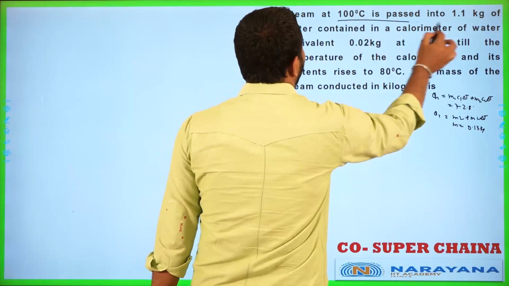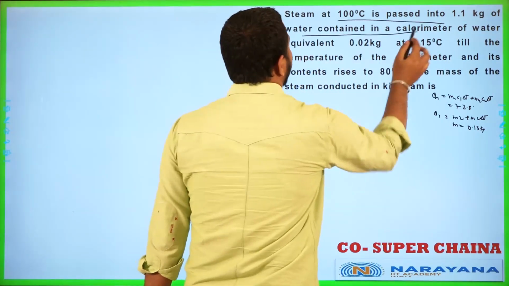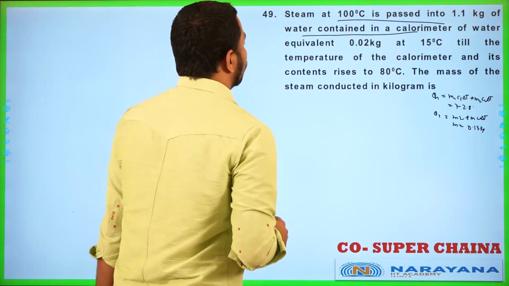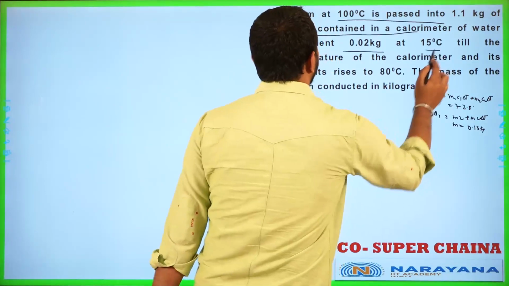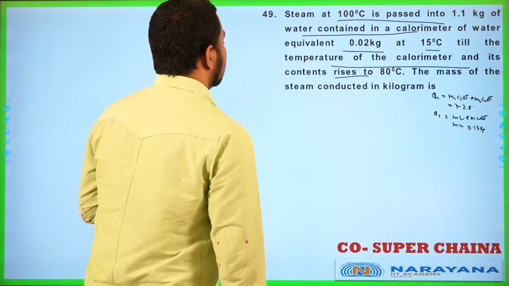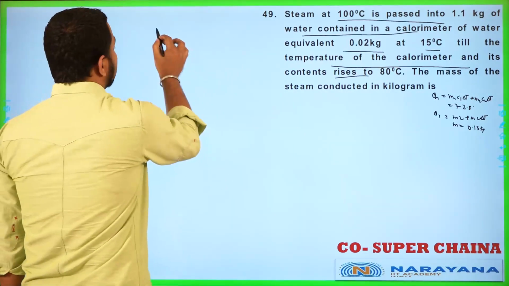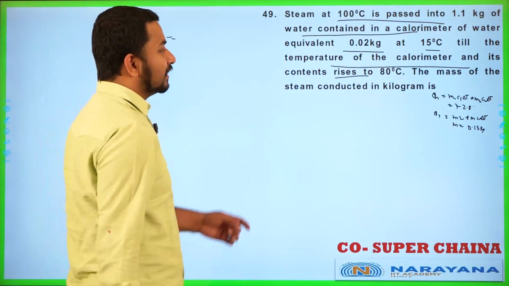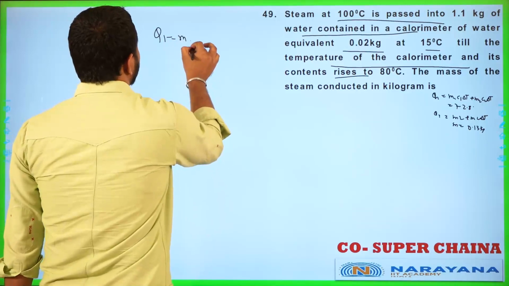Steam at 100 degrees is passed into 1.1 kilogram of water contained in a calorimeter, water equivalent 0.02 kilogram, at 15 degrees, till the temperature of the calorimeter and its contents rises to 80 degrees. Find the mass of the steam condensed in kilogram. So first we will find for water and calorimeter. We will find how much heat is liberated.